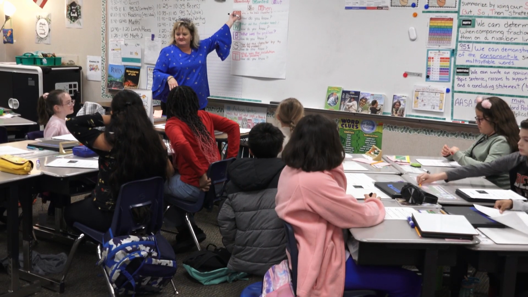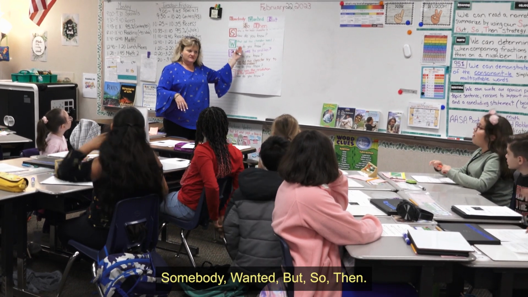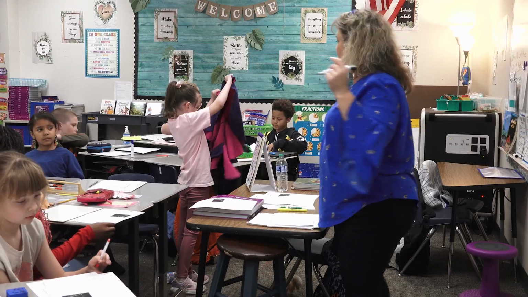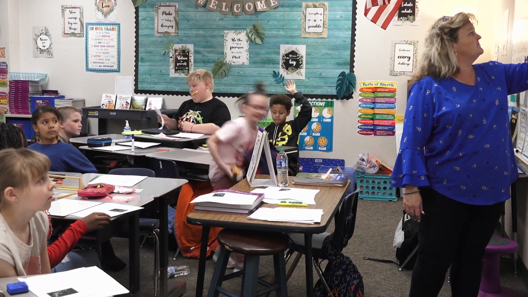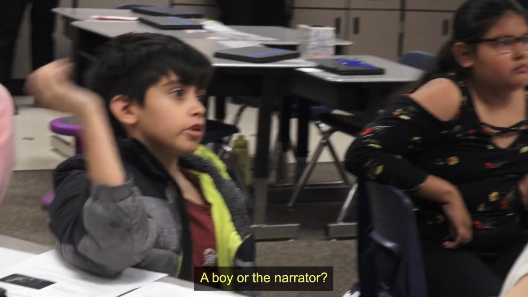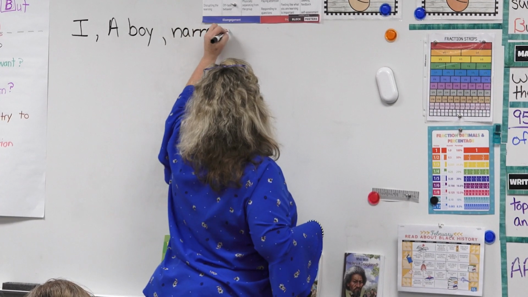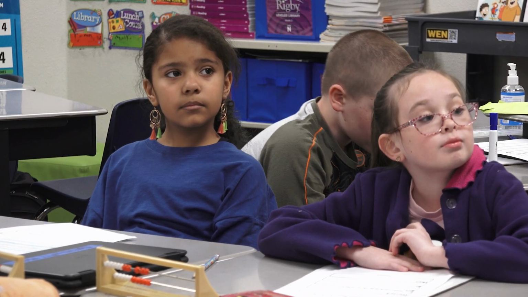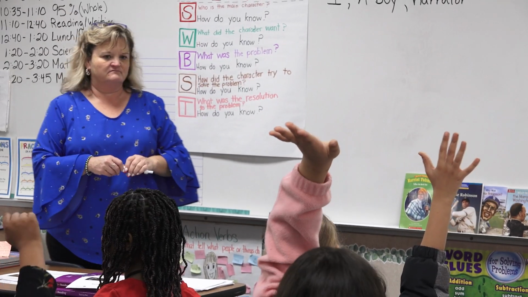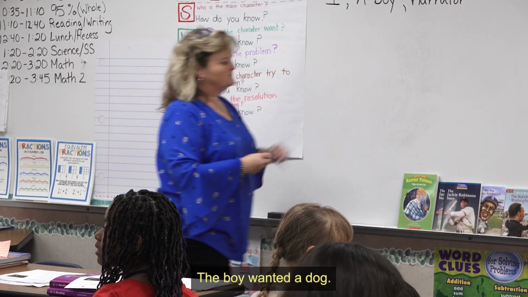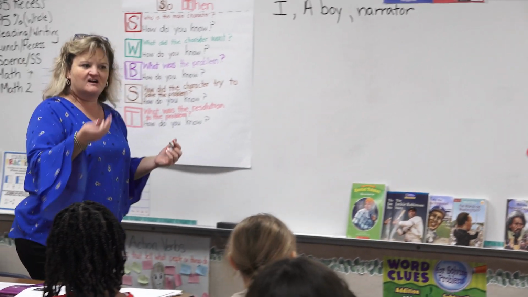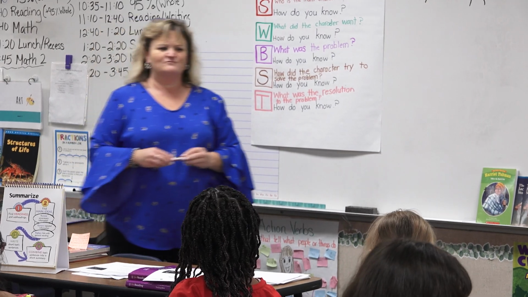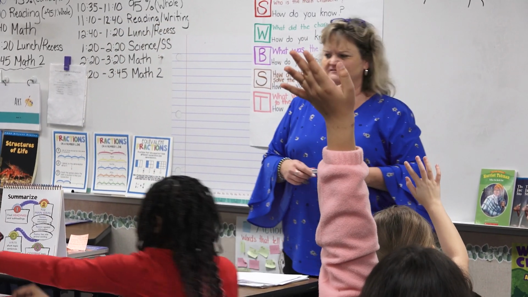What's our strategy again, class? Somebody wanted, but so then. All right, perfect. So we always fall back to our strategy for our summarizing. Who can help me with the someone? Adriel? A boy or the narrator. I love how you said the word narrator, because now you know exactly who's doing the talking and whose point of view it's at. What did the character want? Kay, do you remember? The boy wanted a dog. Yeah, the boy wanted a dog or a cat. Oh, or a cat. That's right. What was the problem? What was our boy struggling with? What was going on?